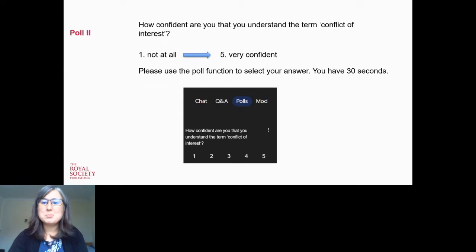Now I'm going to move on to the second question, which is, how confident are you that you understand the term conflict of interest? Again, please use the online poll to rate yourself 1 to 5.